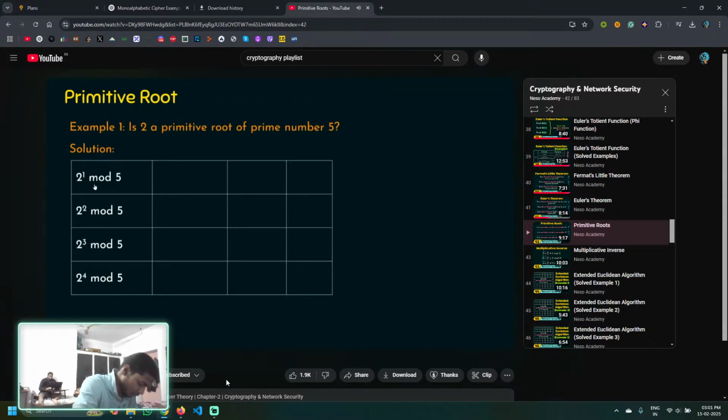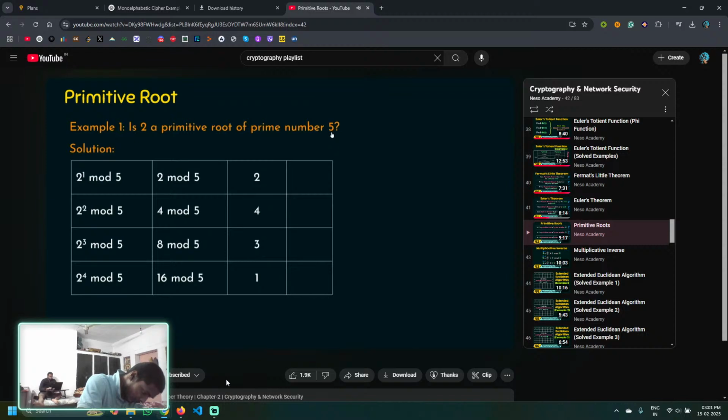Let's simplify this now. 2 power 1 mod 5 is 2 mod 5. 2 power 2 mod 5 is 4 mod 5. Here we get 8 mod 5, and here we get 16 mod 5. 2 mod 5, 2 when divided by 5, obviously 2 is the remainder. So we get 2 as the remainder here, 4 as the remainder here, and 3 as the remainder here. Why? 8 when divided by 5, 5 goes 1 time, and the remainder will be obviously 3. And 16 when divided by 5, we get 1 as the remainder. As per the definition, alpha power 1 mod p, alpha power 2 mod p, up to alpha power p minus 1 mod p should give distinct values, right? Or it should be uniformly distributed, right?